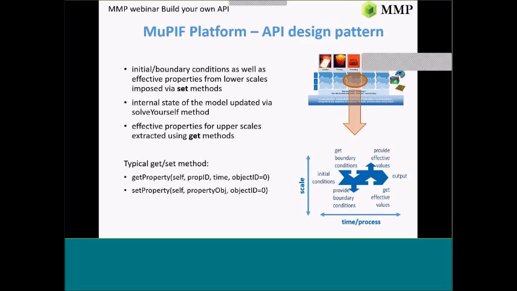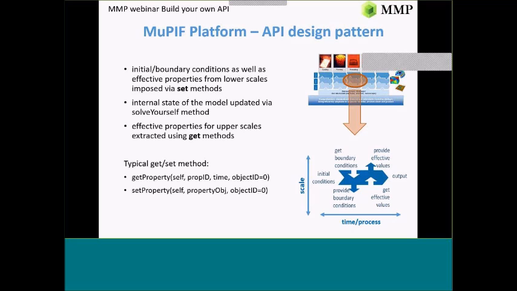In the MuPIF platform, the typical get and set methods for properties are the following. The get method allows extracting a property identified by a property ID, which is a keyword or sort of keyword, at a given time, and optionally for a specific object identified by its ID, in case the property to be extracted is different for different objects of the model. The ID may identify a specific crystal, inclusion, etc., depending on the resolution level.